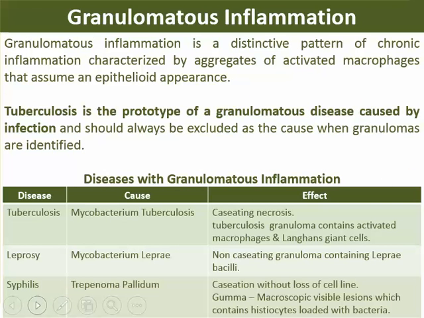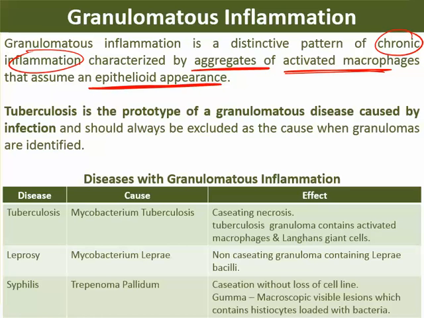So granulomatous inflammation is again a chronic inflammation, but it has aggregates. Aggregates means clumping, a group. Aggregates of activated macrophages, which look like epithelial cells, so we call them epithelioid. Oid means looking like. Understand? So the activated macrophage under the microscope looks like an epithelium. So it is called epithelioid.